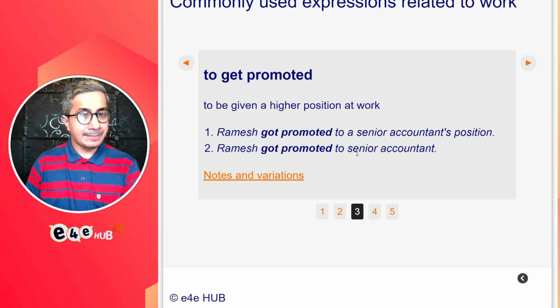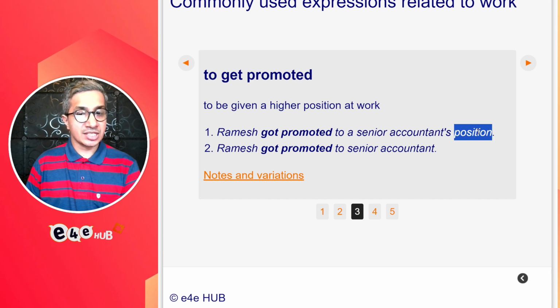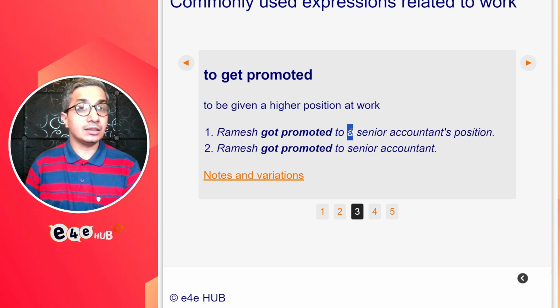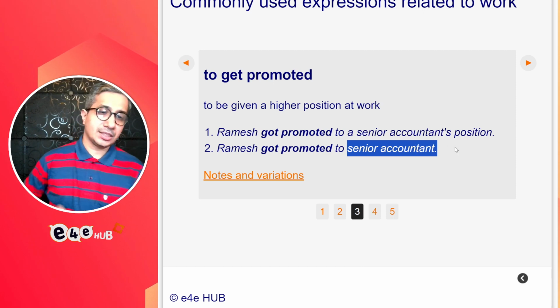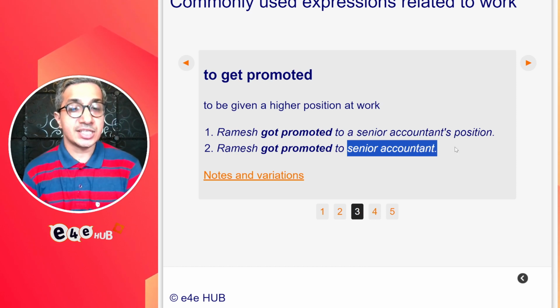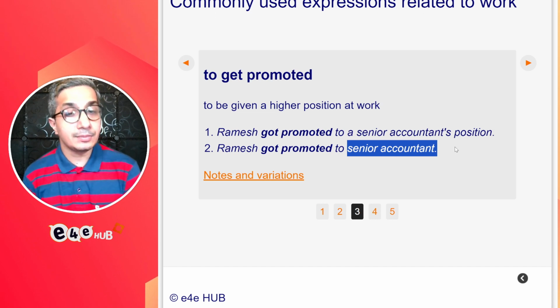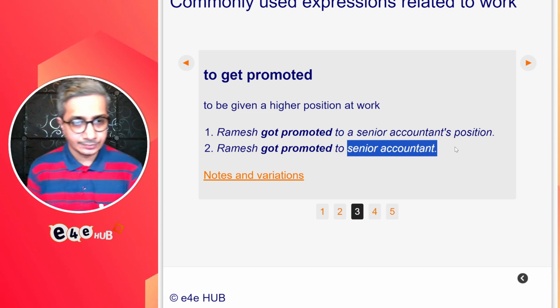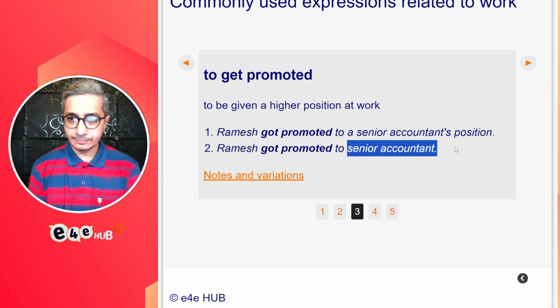Both mean the same, but the grammar is different. When we talk about position, we always add the article: a senior accountant's position. When we don't use position, we omit the article. Ramesh got promoted to general manager. Ramesh got promoted to a general manager's position or a general managing position. Is that clear?